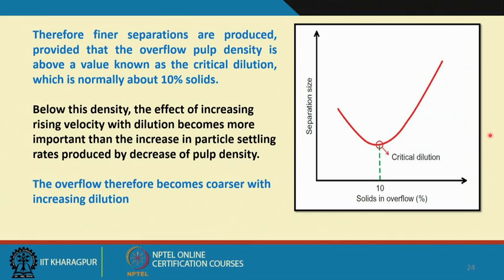So, this is again taken from Wills' book, and this is what it is showing: if I have more than the 10% solids in the pulp density, that is the critical dilution, and if I have less than that, again the separation size increases, and if I have more than that, it increases almost exponentially, the separation size. That means you will end up with coarser sizes in the separation.